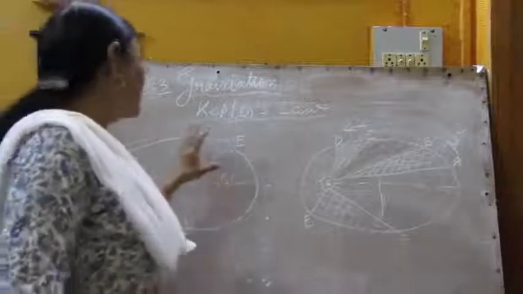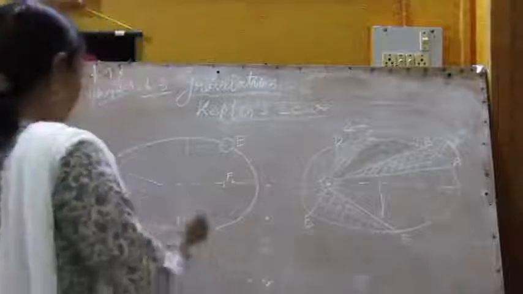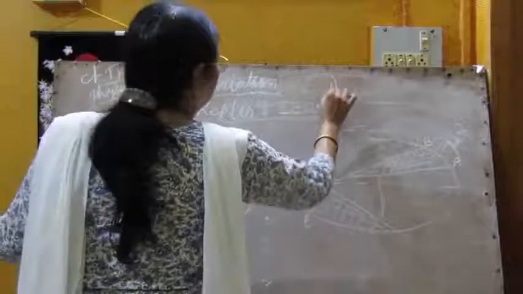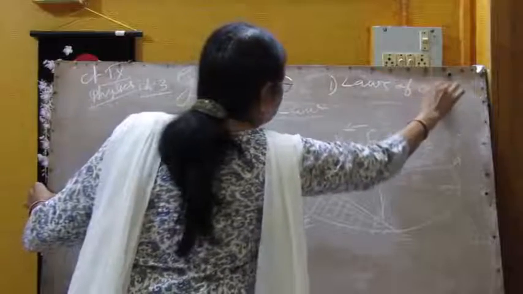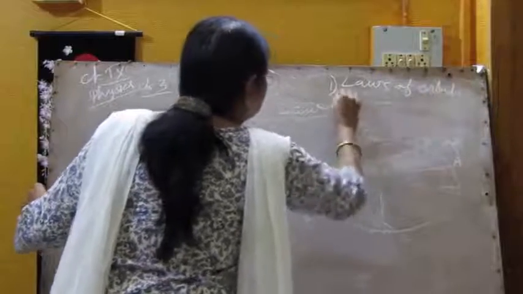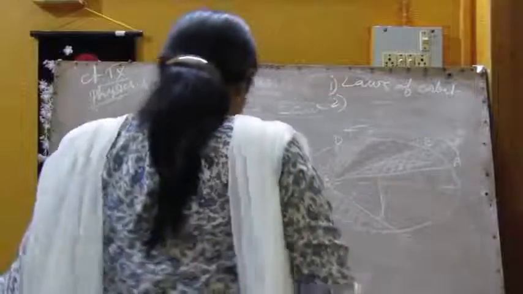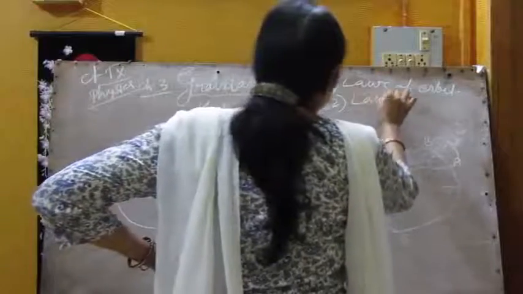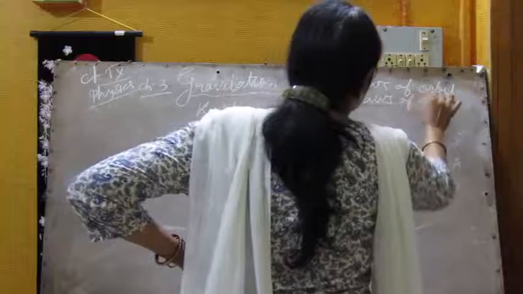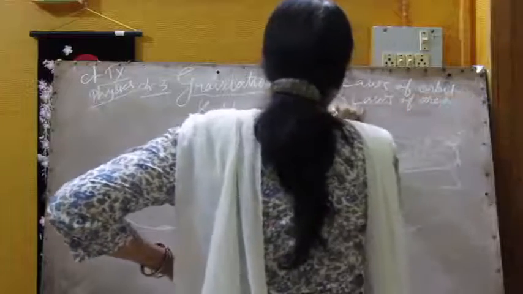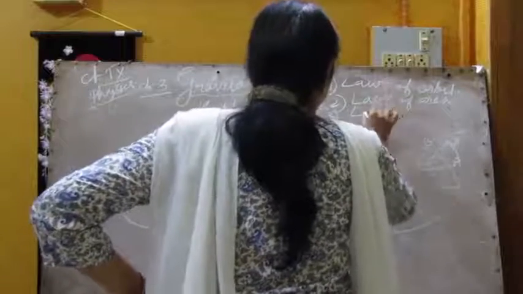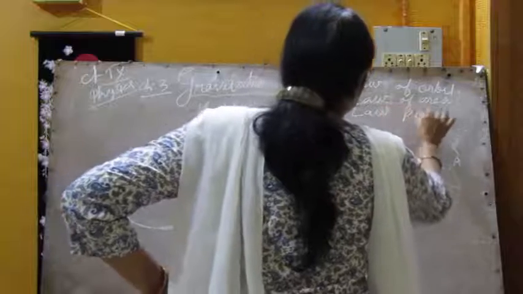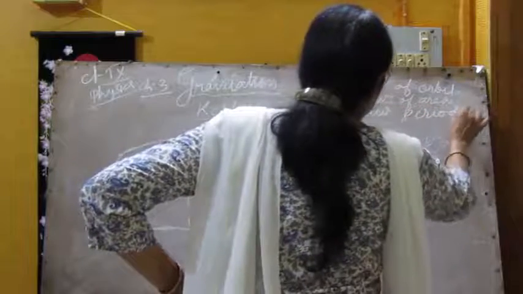Okay, the first law is the law of orbit. Here I am writing law of orbit. The second law is the law of areas. And the third law is the law of period.